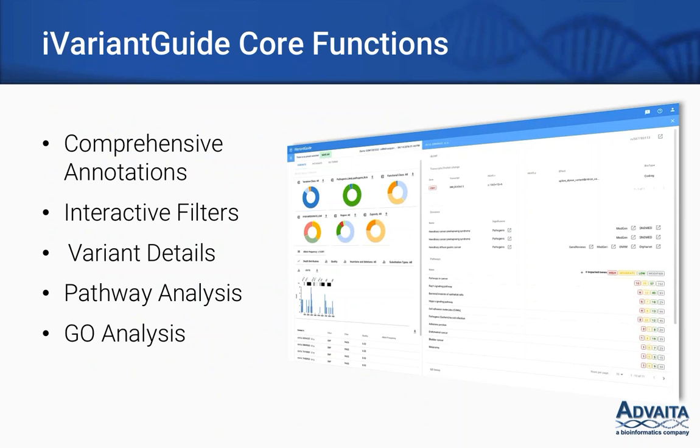It's easy to find variants of interest using iVariantGuide. We annotate your variants comprehensively so that you have all of the information you need. Our interactive filters help you see connections between features in your data. And Advaita allows you to model your variants on pathways and associated gene ontology terms to explore the biological context.